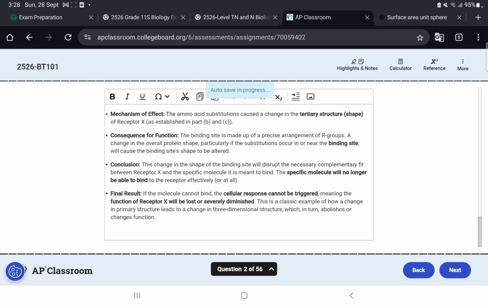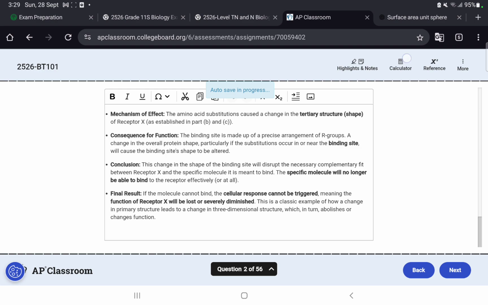Okay? So I'm not sure. And then the conclusion: this change in the shape of the binding site will disrupt the necessary complementary fit between receptor X and the specific molecule it is meant to bind, just like I said. And the specific molecule will no longer be able to bind to receptor X. That's what I came up with. So the final result: if the molecule cannot bind, the cellular response cannot be triggered, meaning the function of receptor X will be lost or severely diminished. This is a classic example of how a change in primary structure leads to a change in three-dimensional structure, which in turn abolishes or changes function.